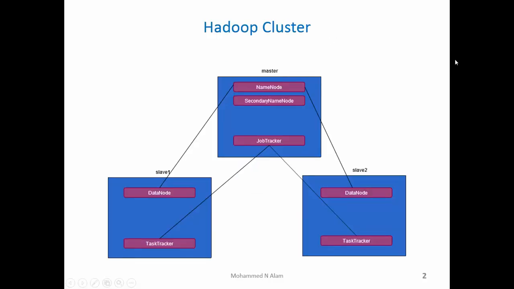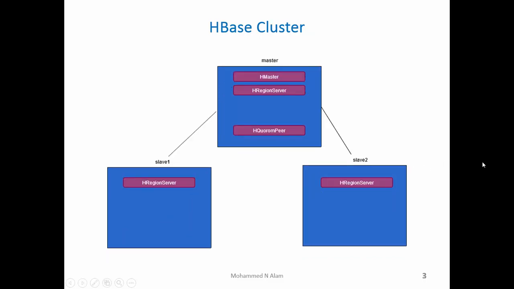Here is an architectural diagram of the Hadoop cluster. There are three nodes and we'll call them master, slave 1, and slave 2. The master node runs the name node, the secondary name node, and the job tracker processes, and the slave nodes run the data node and the task tracker. In the HBase cluster, the master node runs the HMaster, HRegionServer, and the HQuorumPeer to manage the ZooKeeper, and the slave node runs only the HRegionServer.